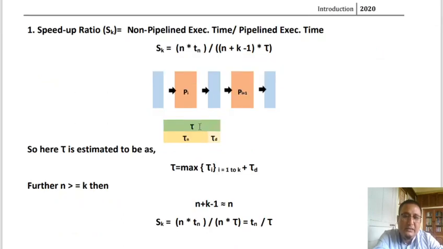So tau is attributed by the phase execution time, that is tau n, and the latch delay, that is tau d, right? So tau is the sum of tau n and tau d. That is the attribute that takes into consideration the phase execution and the delay, right?